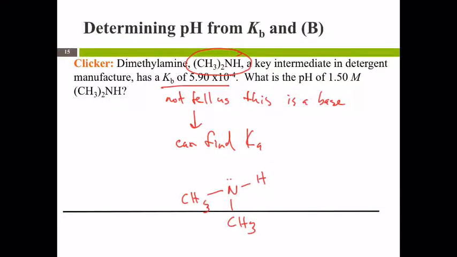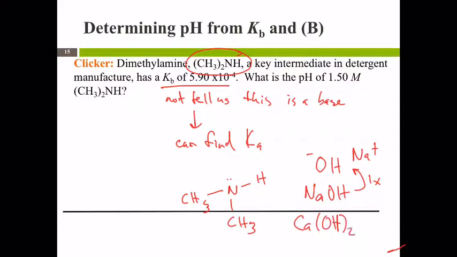Strong bases are always going to be ones that have an OH- that's formed when it goes into water. So sodium hydroxide is a great example that will form 1 hydroxide and 1 sodium ion in water. Calcium hydroxide will form 2 hydroxide and 1 calcium in solution. So anything that forms an OH- is going to be a strong base.